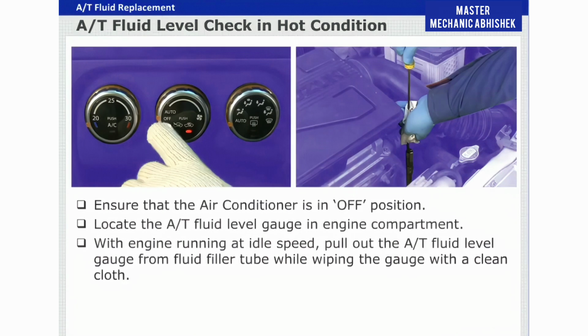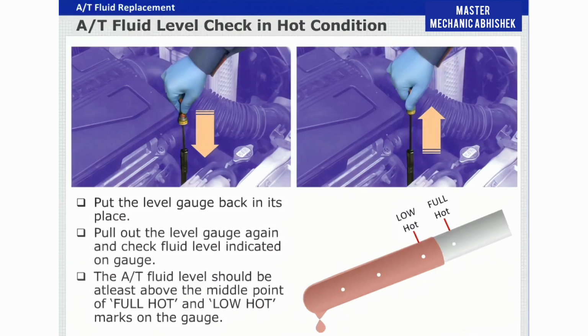Locate the AT fluid level gauge in engine compartment. With engine running at idle speed, pull out the AT fluid level gauge from fluid filler tube while wiping the gauge with a clean cloth. Put the level gauge back in its place. Pull out the level gauge again and check fluid level indicated on gauge. The AT fluid level should be at least above the middle point of full hot and low hot marks on the gauge.